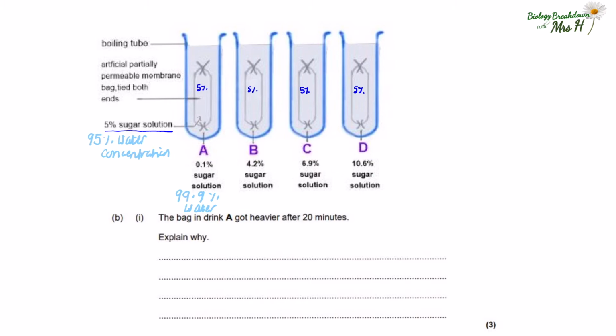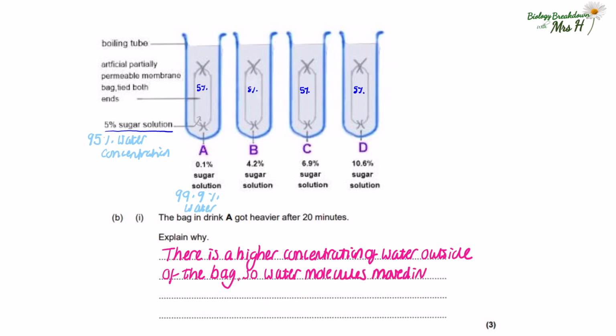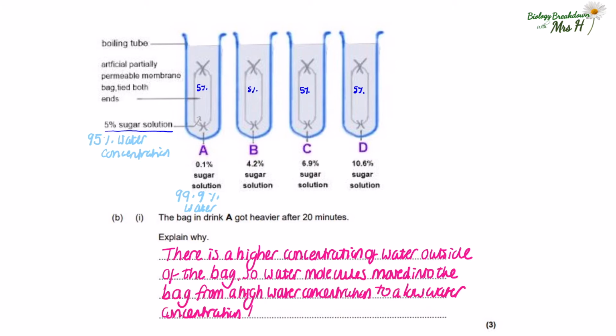So remember, we're looking at the movement of water across that partially permeable membrane. There is a higher water concentration outside of the bag, so water molecules moved into the bag from a high water concentration to a low water concentration by osmosis, and that's why it got heavier.